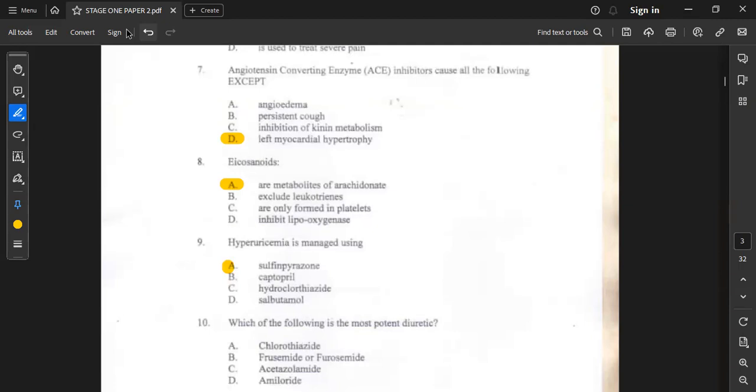I wanted to remind ourselves that NSAIDs we can't give to patients who have peptic ulcers or are taking anticoagulants or have renal diseases, uncontrolled hypertension or heart failure. And you could also give corticosteroids as first-line monotherapy for acute attacks.